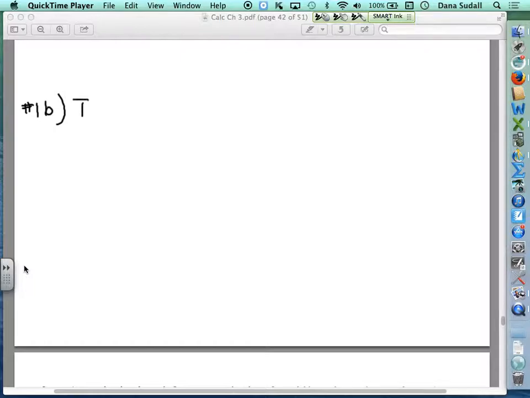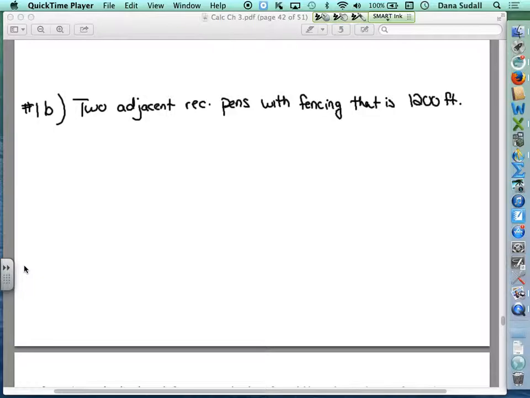All right, I'll paraphrase this one for you. So we're going to have 2 adjacent rectangular pens with fencing that is 1,200 feet. So 1,200 feet of fencing to enclose these 2 adjacent rectangular corrals. And we want to maximize the area. So let's come up with a diagram of what this thing is actually going to look like here.